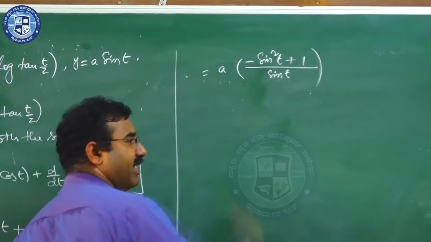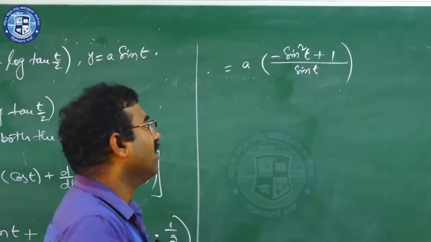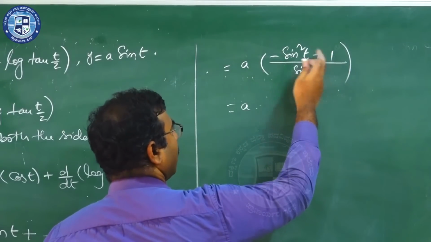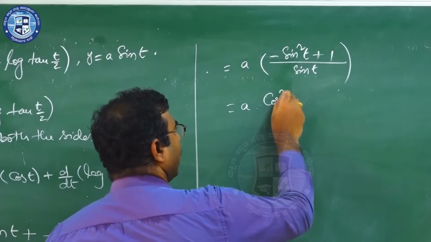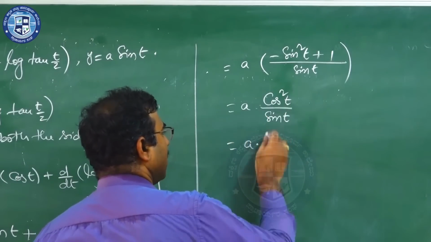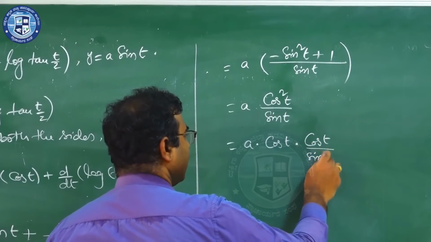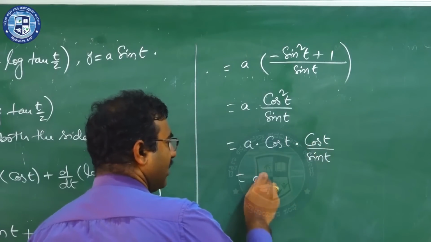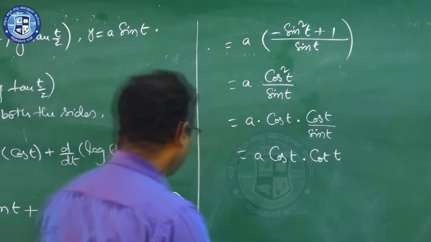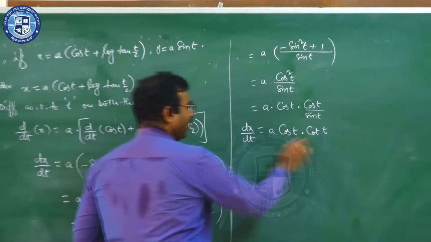What is this from the trigonometry formula? 1 minus sin square t becomes cos square t, divided by sin t. So a into cos t, which we write first, into again cos t by sin t. What is cos t by sin t? Cot t. So it is a cos t into cot t. So we got the dx by dt value.